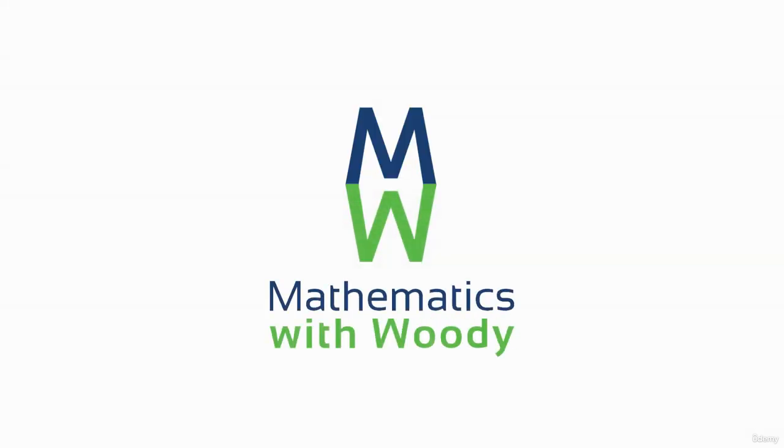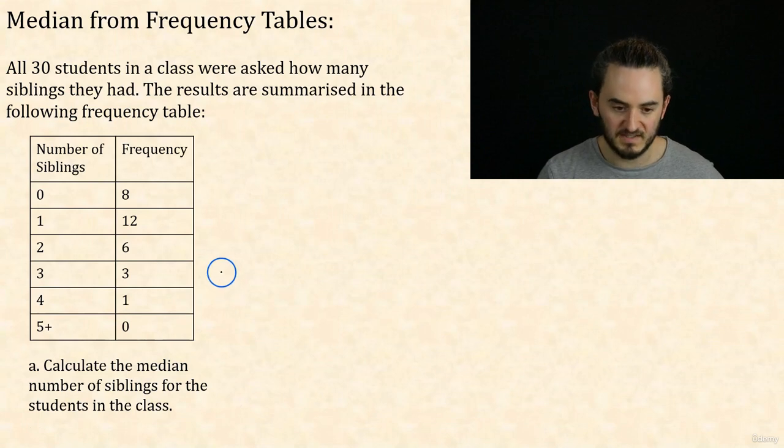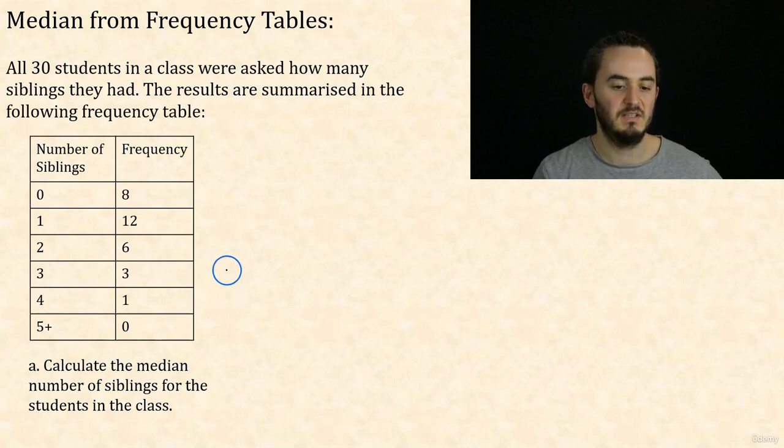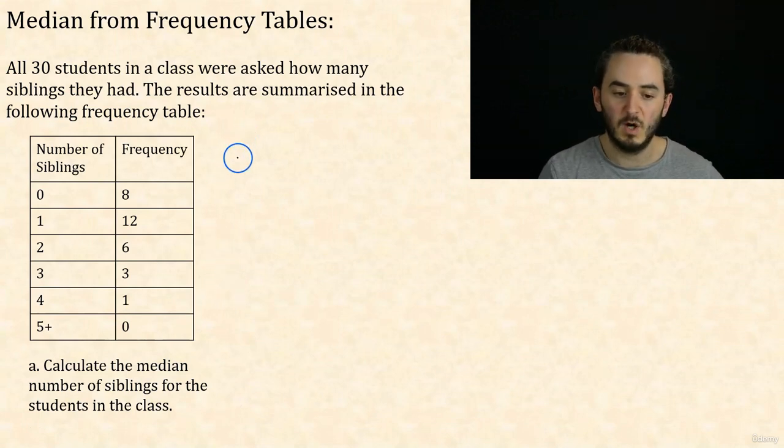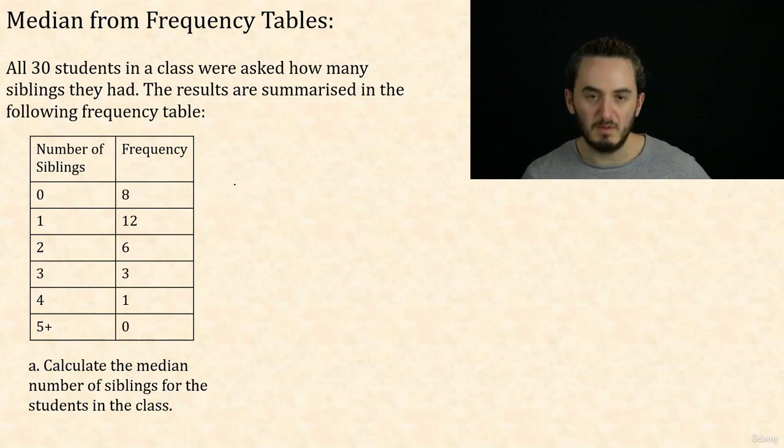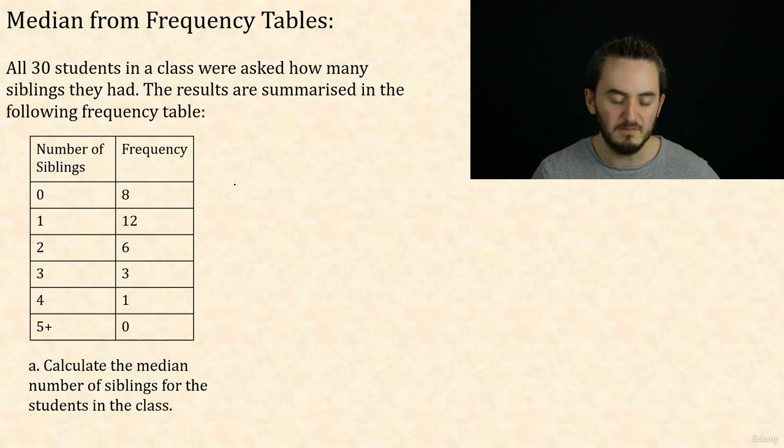Let's now look at calculating the median from frequency tables. This is just a small extension beyond what we were looking at in the previous video. Again, I'm looking at the same question that we looked at earlier with the mean. We've got 30 students in a class and they were asked how many siblings they had. We had an answer last time of 1.2 or 1.3, I can't remember, for the mean.